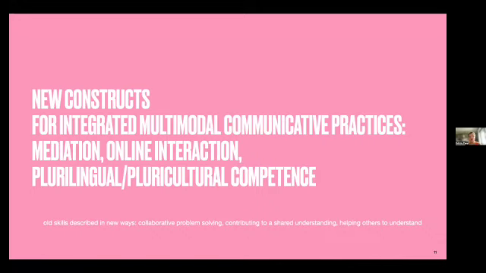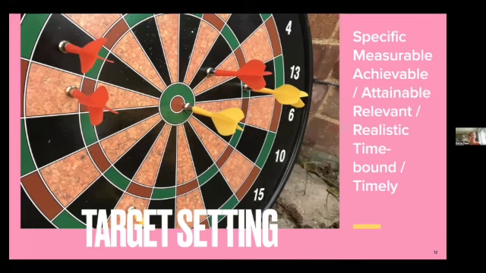So for example, collaborative problem solving, contributing to a shared understanding, helping others to understand, so relaying information in terms of mediation, are skills that young learners need, and we need to find ways of incorporating these new constructs into young learner curricula and assessment. Right, so in terms of target setting, the CFR is very, very useful, but what we need to make sure is that the targets are achievable, attainable and realistic.